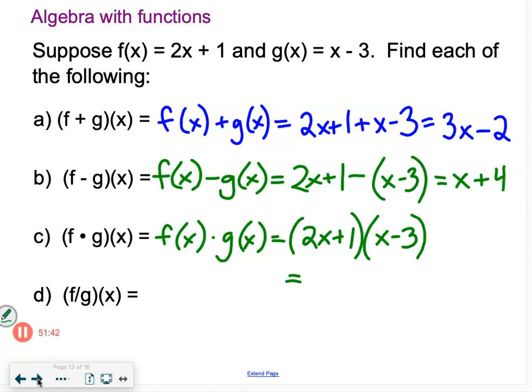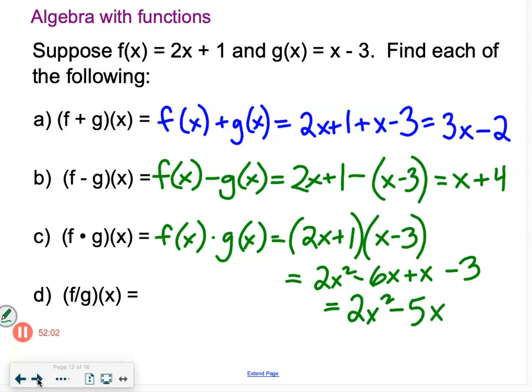For time's sake, I'm going to just walk you through. So 2x squared minus 6x plus x minus 3. And then if we combine like terms, 2x squared minus 5x minus 3. Very good.